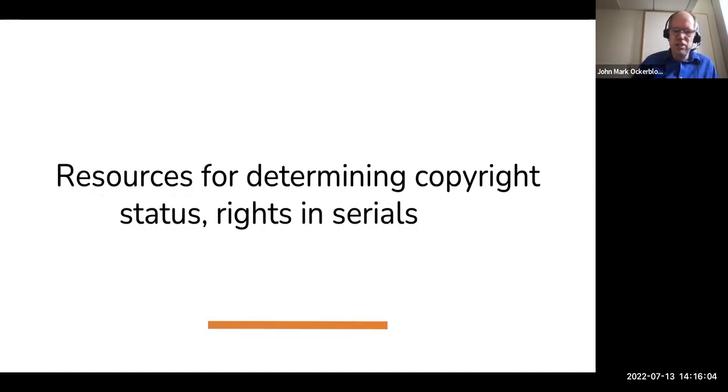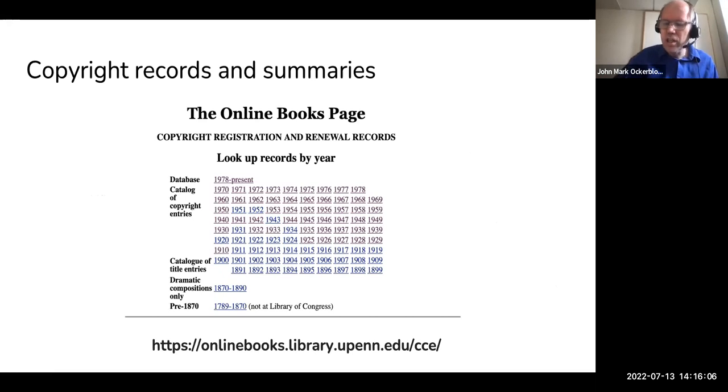So let's talk about some of these resources. One of the important resources that's used for copyright research of all sorts is the actual copyright records. And thanks to scanning by Google Books and by the Library of Congress Copyright Office, we have basic records of all copyright registration and renewals online now. Before 1978, they were published in a series of printed volumes called the Catalog of Copyright Entries. This was published by the Copyright Office.